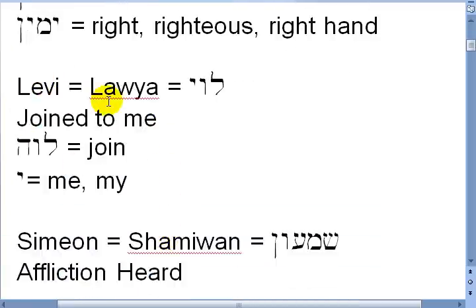All right, Levi, Lawya, join to me. Lawa is the way you say join. And then the Ya at the end of a word is me or my. So when you join it together, the Lawa and the Ya, it's Lawya. So that's Levi, Lawya, join to me.